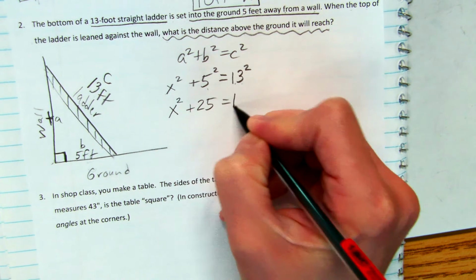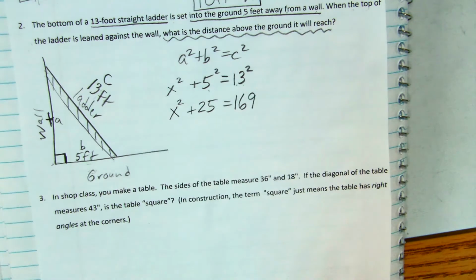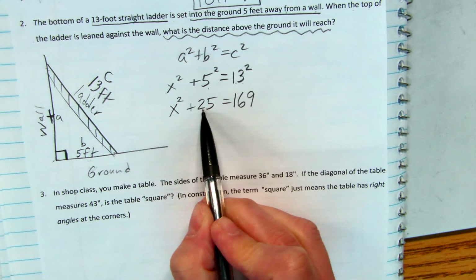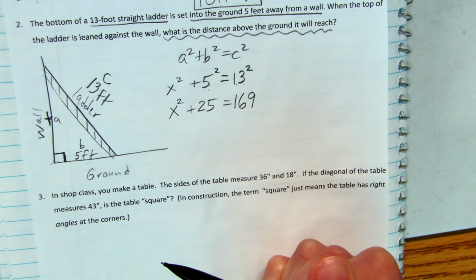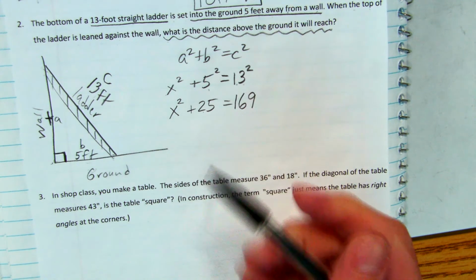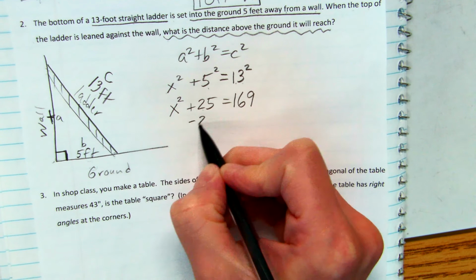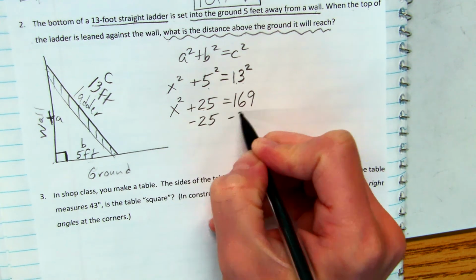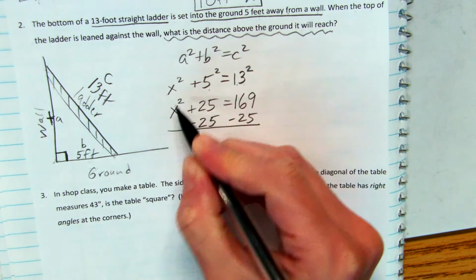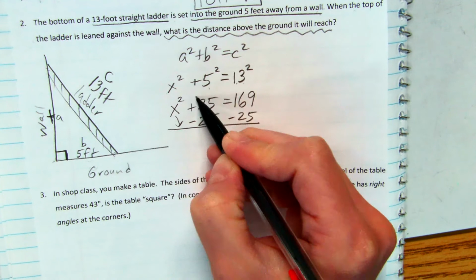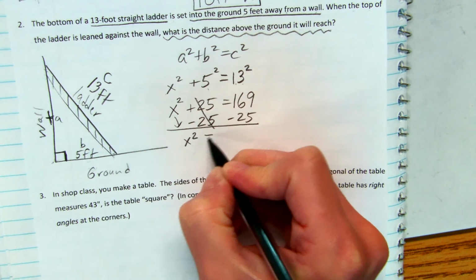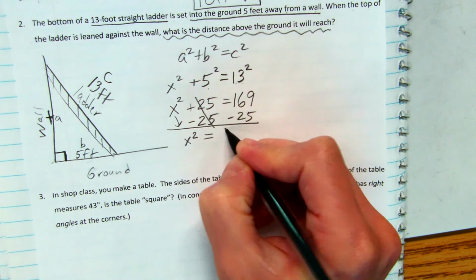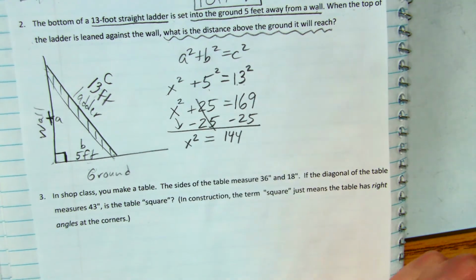It's 169. Now this one is different because the 25 is on this side of the equal sign, and the 169 is on this side. So what do we do? Yes, Ian. Change 25 to negative 25. Awesome. So yes, we're going to use negative 25 or minus 25 because we're trying to get the x squared by itself, and that cancels this out. We just have x squared left on the left side, and then we have 144 on the right side.